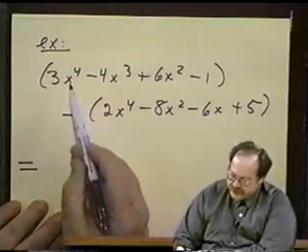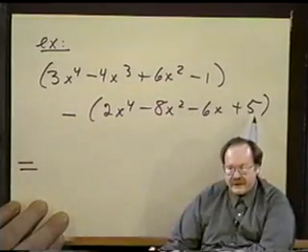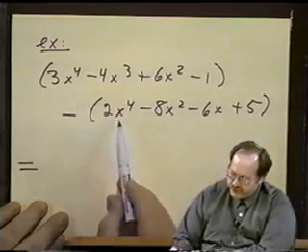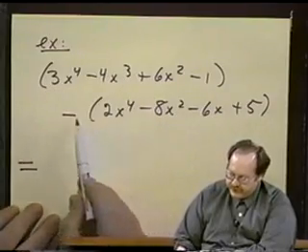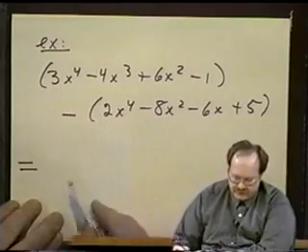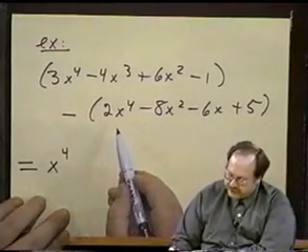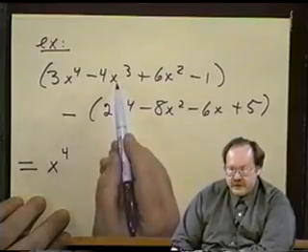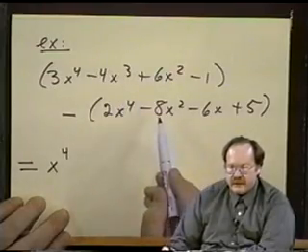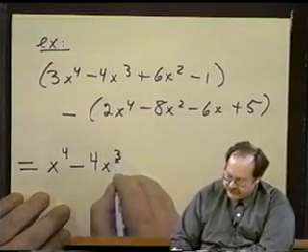Now I look through here and I see I have 3x to the 4th. Luckily, both of these are written in that higher to lower form. 3x to the 4th and 2x to the 4th. Now there's a minus in front, so it's 3x to the 4th minus 2x to the 4th, so I get just plain x to the 4th. Then let me look for cubes. There's a cube here. There are no cubes down here. So that's the only cube in the problem. Write it down. Minus 4x cubed.